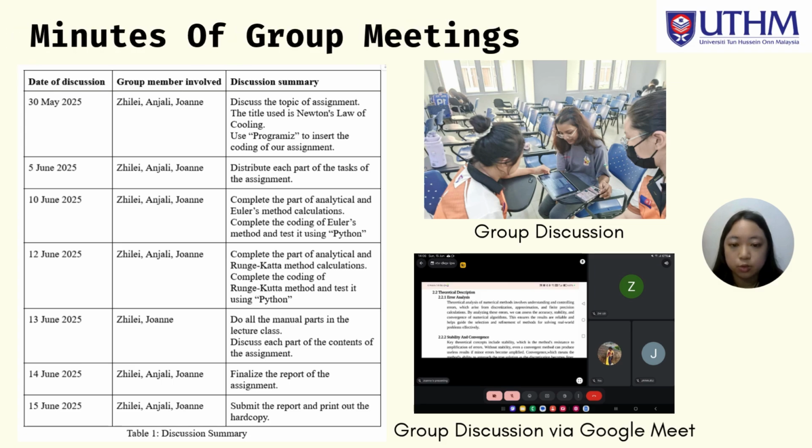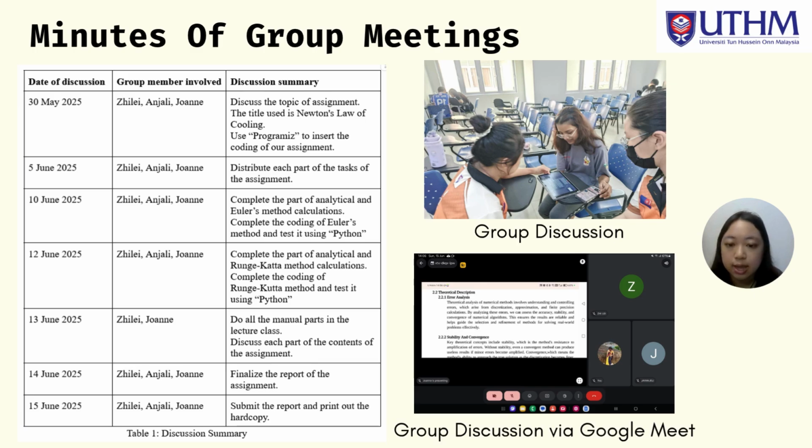To carry out this project, we had group meetings. This is the summary of our group meeting. We can see that on May 30, we started to discuss all the topics of the assignment, and then we discussed what title we should use, and how we can use the application programming to insert all the coding of our assignment.